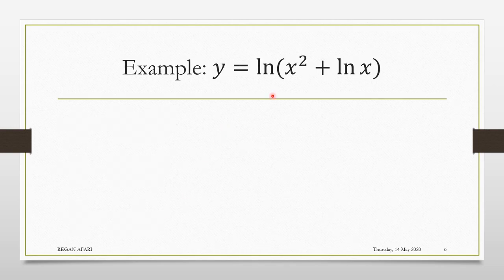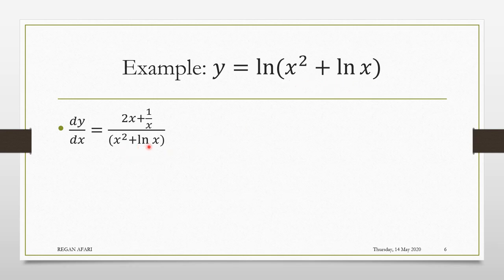Now this one looks a bit scary, but it is nothing. The idea still holds. We will differentiate this and then we divide by the same thing. So let's differentiate it. When we differentiate this, we are going to get 2x, and the differential of ln x is 1 over x. So we have 2x plus 1 over x, divided by x squared plus ln x.